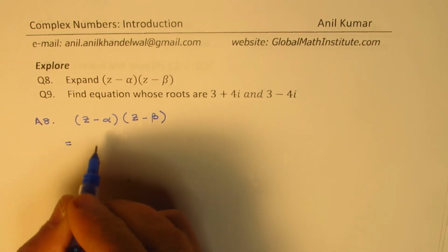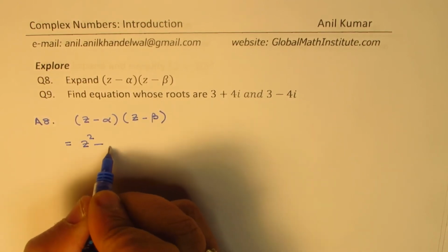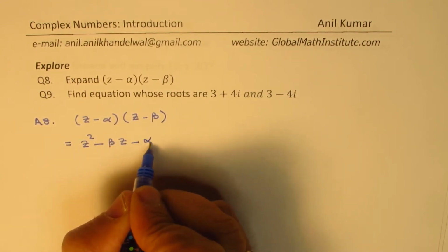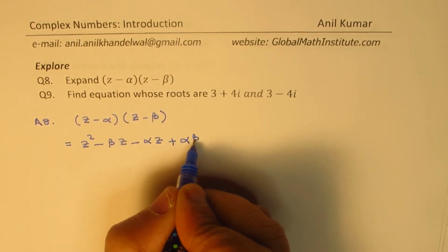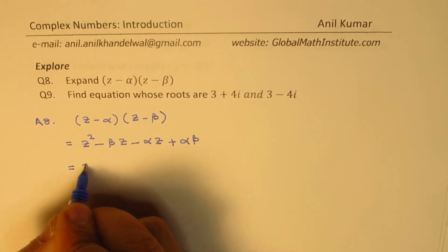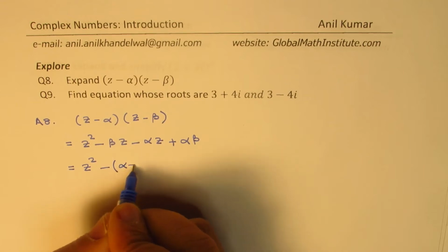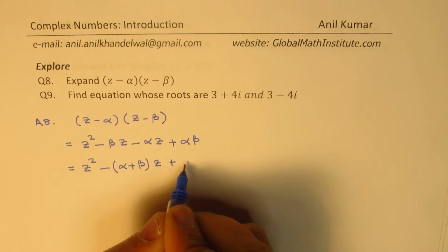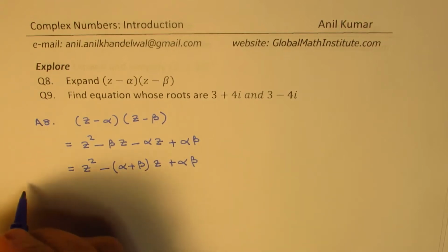So when you expand, you get z square minus beta z minus alpha z, and the product of these two, so plus alpha and beta. So that gives you z square minus, taking z common, (alpha plus beta) z, plus alpha times beta. I've rearranged them, right?